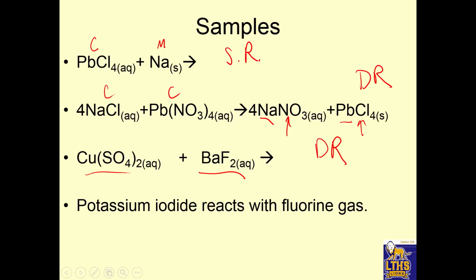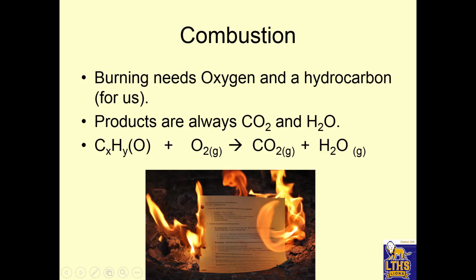Oh no, it's words, but words could tell us a lot because this is potassium iodide. That's a compound, K plus I minus, and it reacts with fluorine gas, so F2. Oh, it's one of our diatomics. So we have an element and a compound, so this is a single replacement. Okay. Recognize the types of reactions.